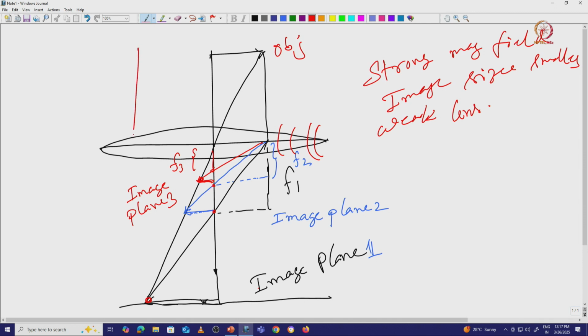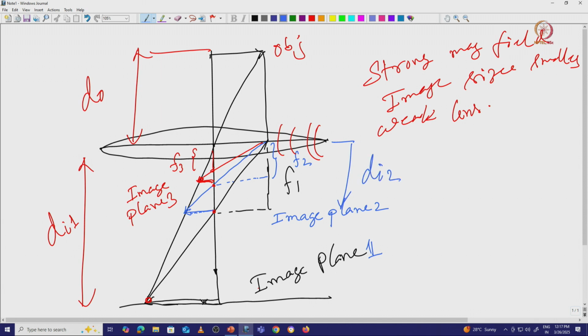Now, if we just consider that this is my D0. D0 is the distance between your object and the lens system, and then this is my imaging plane, the first image. So, I can say this is the distance from the lens to the image, that is Di, and then this is my first image. Then this is my second image, so I can say Di2. This is my third image, so this is Di3. So, you can see this distance is changing.